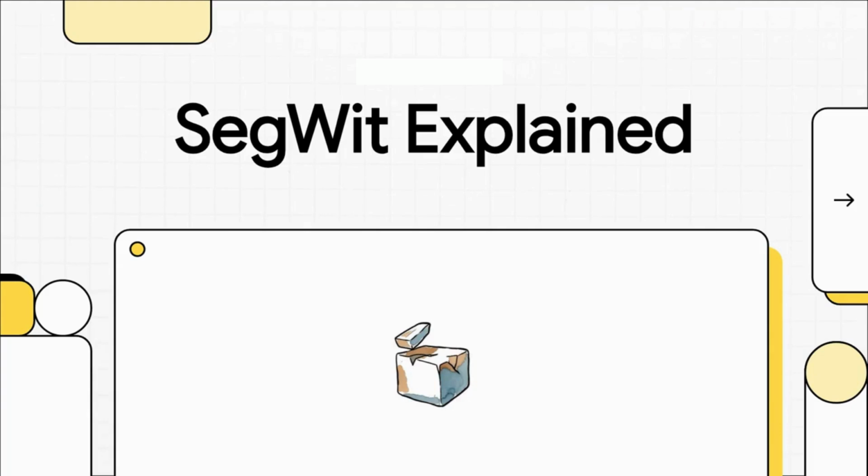Hey everyone, and welcome. Today, we're going to dive into one of the most important and honestly one of the most controversial upgrades in Bitcoin's entire history, segregated witness, or as you probably know it, SegWit. It's a really fascinating story about a hidden flaw, a super clever fix, and a community that was, well, deeply divided over it. Let's get into it.